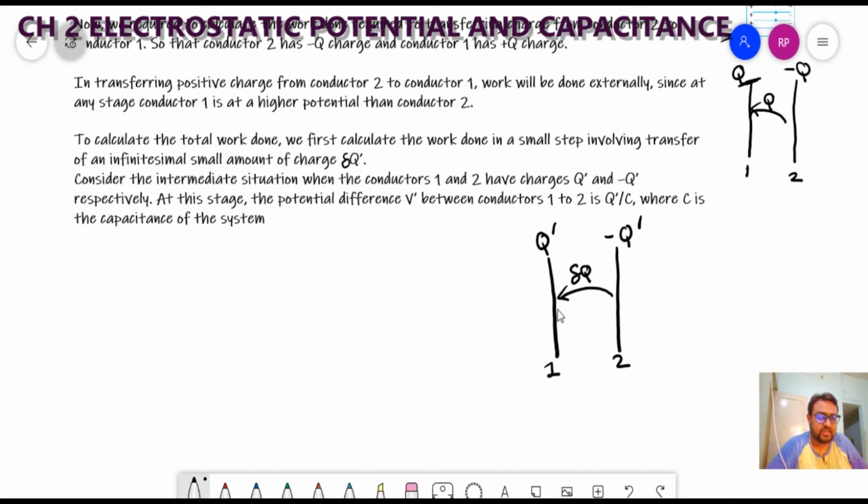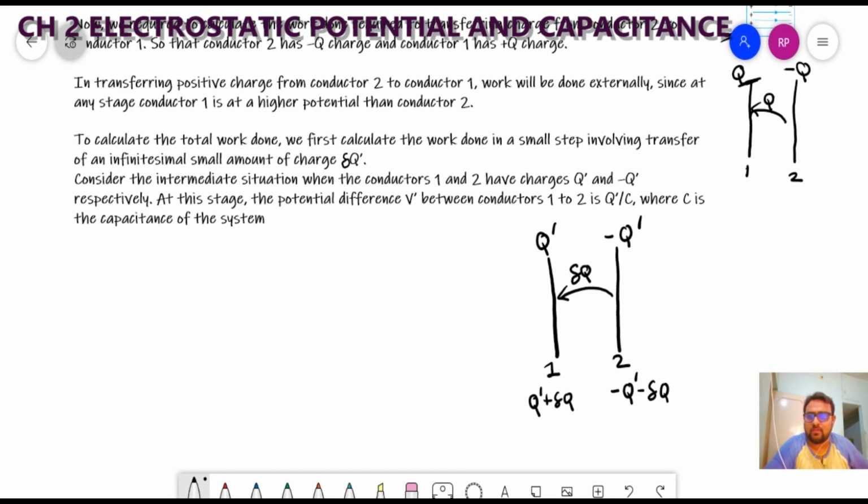So in doing this, the charge on conductor 1 will be Q dash plus delta Q, and the charge on conductor 2 will be minus Q dash minus delta Q. Right? At this stage, the potential difference V dash between conductor 1 and 2 will be equal to Q dash by C. Because the charge here is Q dash, the potential difference will be Q dash by C, where C is the capacitance of the system.